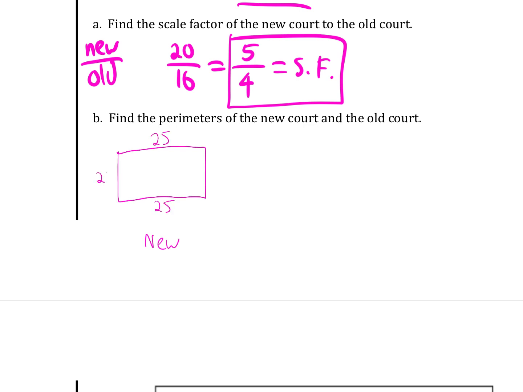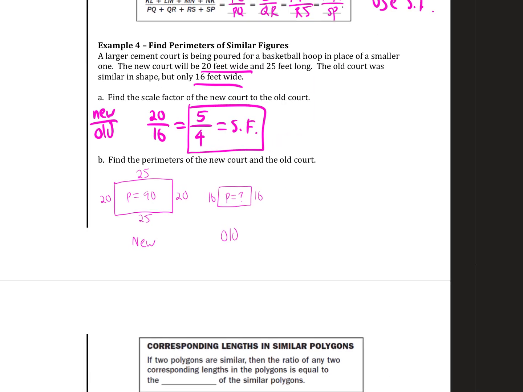And the width is 20. And we know the perimeter, I'll put the perimeter in here, the perimeter was 90 for the new court, okay? All we know for the smaller court, the old court, is that the perimeter we don't know, and we know that the width was 16, okay?